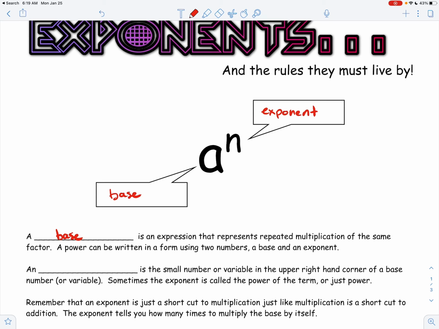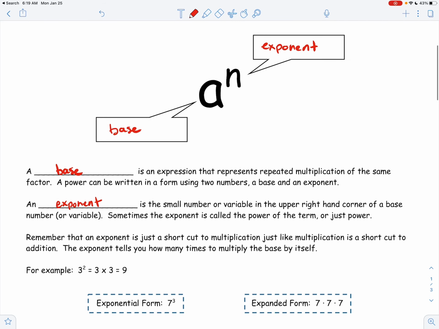A base is an expression that represents repeated multiplication of the same factor. A power can be written in a form using two numbers, a base and an exponent. An exponent is a small number or variable in the upper right-hand corner of a base number or variable. Sometimes the exponent is called the power of the term or just power.